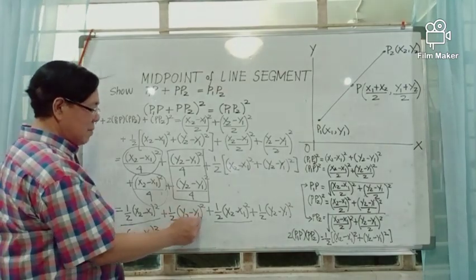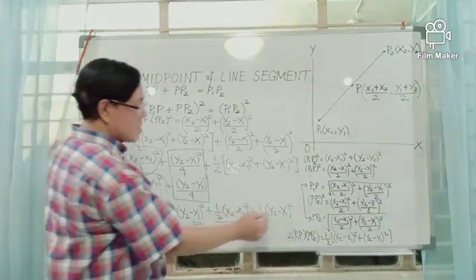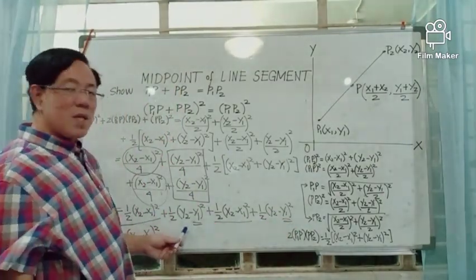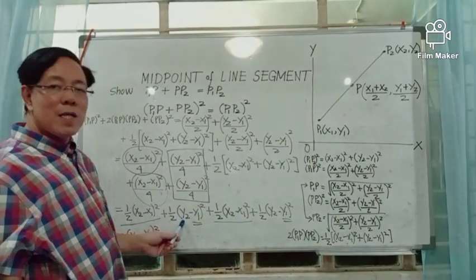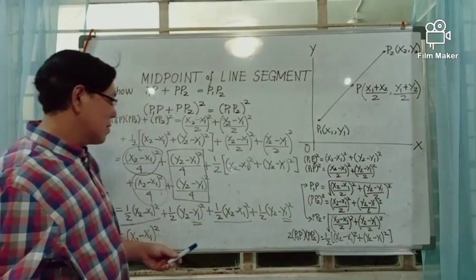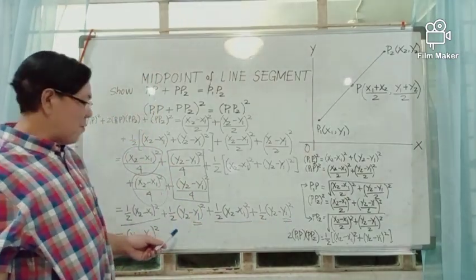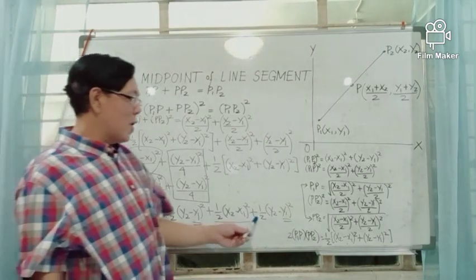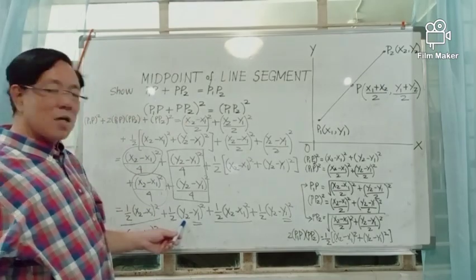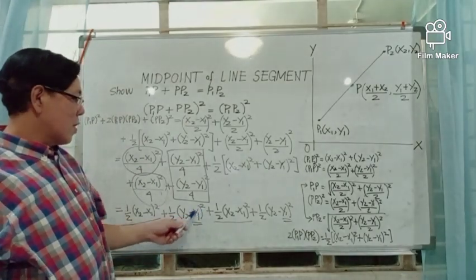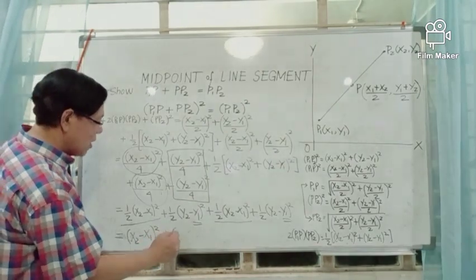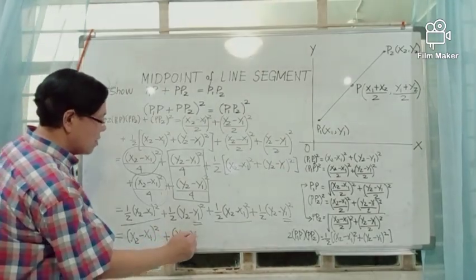The second term and the last term are also similar terms. Their common literal coefficient is the square of y2 minus y1. So we add their numerical coefficients. 1/2 here plus 1/2 here is 1, times their common literal coefficient, the square of y2 minus y1, which is the square of y2 minus y1.